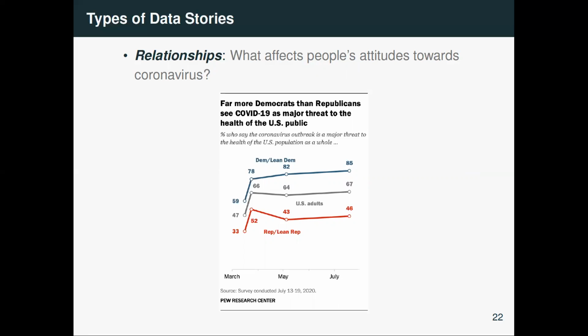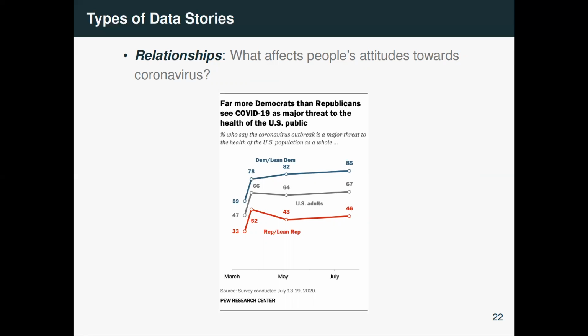So again, trying to draw this relationship between political affiliation and concern over coronavirus. Like I said, a lot of the stories that you'll come across are some combinations of these different types of stories. And a lot of them are going to try to build on this idea of relationship and trying to find relationships. Now, all these different types of data stories are interesting and relevant in their own ways. And these stories, I would contend, make up the majority of data stories that we see today.